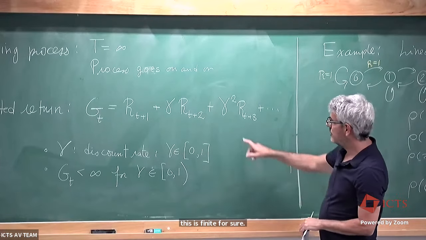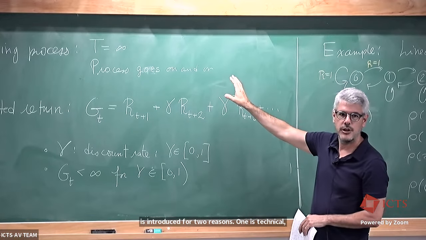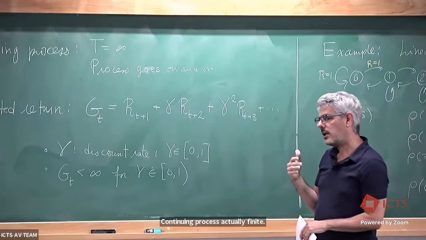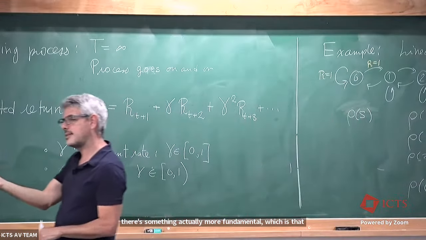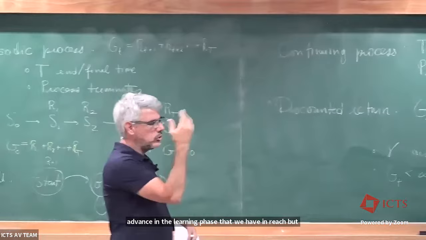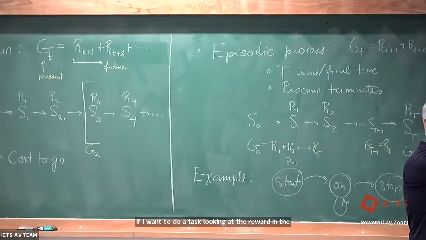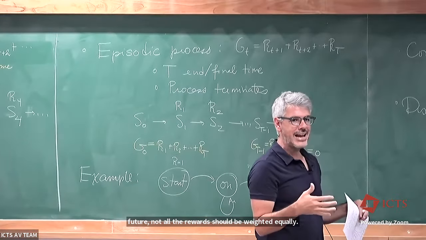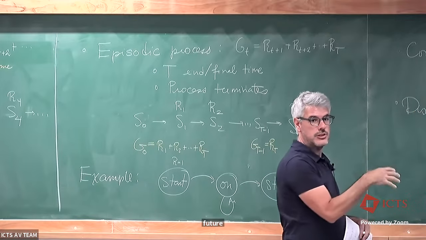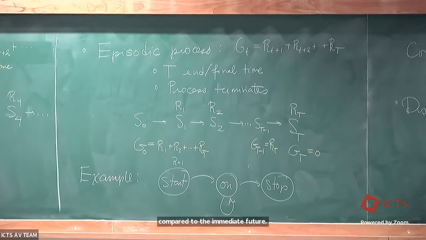Okay, so the discount is introduced for two reasons. One is technical: to make the return for the continuing process actually finite. But there's something more fundamental, which is that as an agent, if I want to do a task looking at the reward in the future, not all the rewards should be weighted equally. I might want to influence my actions depending on the future, but in most cases, the very far future is not as important compared to the immediate future. And this will be taken care of by putting a gamma factor here.